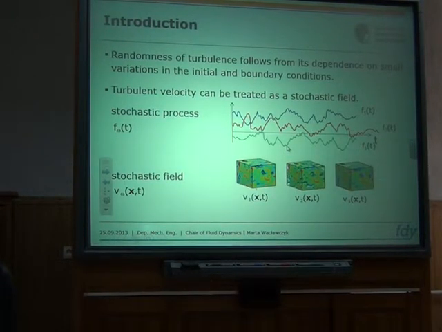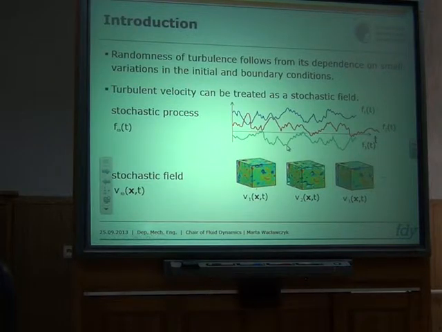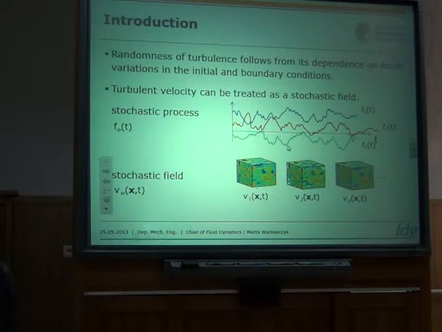So, first, I would like to start the talk with some ideas about treating turbulence as a stochastic field. We know that for turbulence we have the deterministic Navier-Stokes equations, and when we have initial conditions, we can solve for the solution. However, due to the dependence of turbulence on small variations in the initial and boundary conditions, we can treat it as a stochastic field.